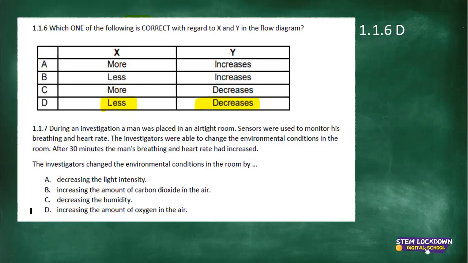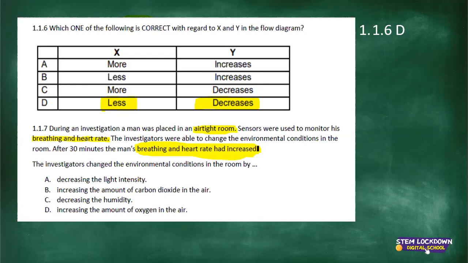So before we find this answer, you need to see what happened. This is an investigation in an airtight room. So this can be tip number one. Sensors are used to monitor the breathing and heart rate, so we need to pay attention to the breathing and heart rate. Investigators then change the conditions. And then 30 minutes after that, this man's breathing and heart rate increased. So remembering the gaseous exchange topic, it was covered in detail in grade 11, but also a bit in grade 12 here. So breathing and heart rate increased.